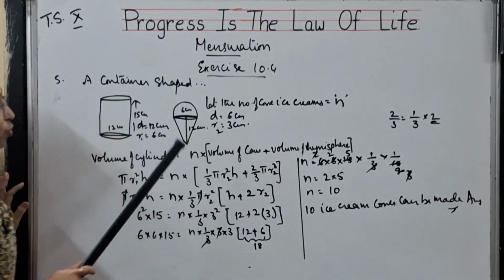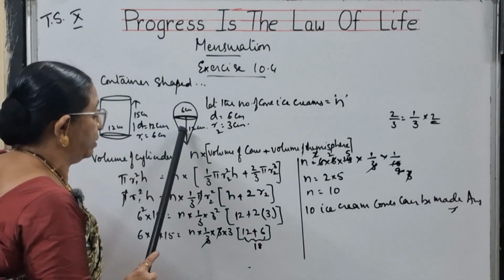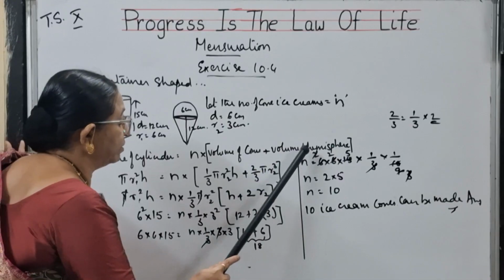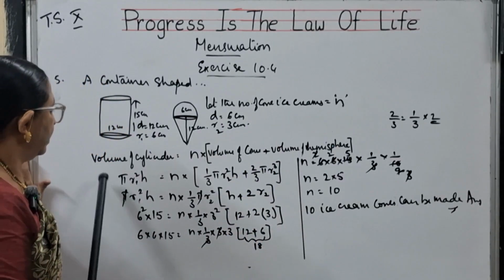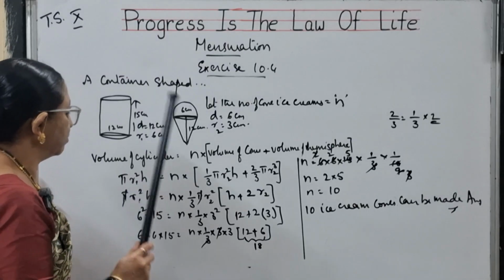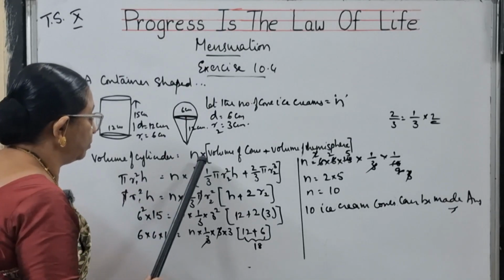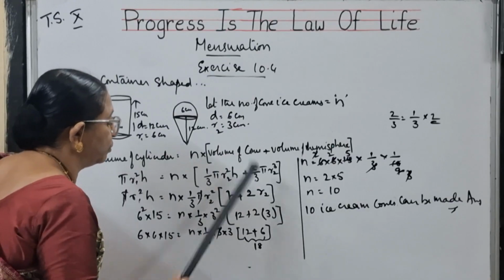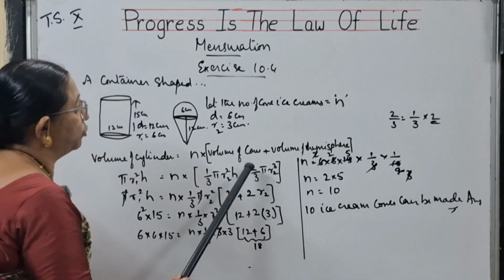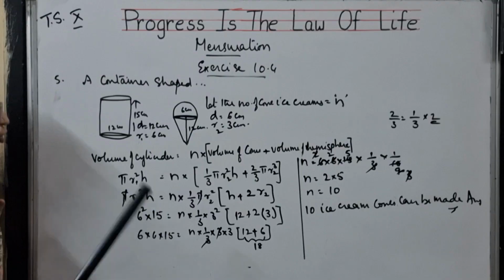Volume of the ice cream cone means what? It has two shapes in it: one is a cone, plus one is a hemisphere. So volume of cone plus volume of hemisphere. So volume of cylinder, pi R1 square H, is equal to n into cone, 1/3 pi R square H. Here I took R as R2, plus hemisphere, 2 by 3 pi R2 cube.